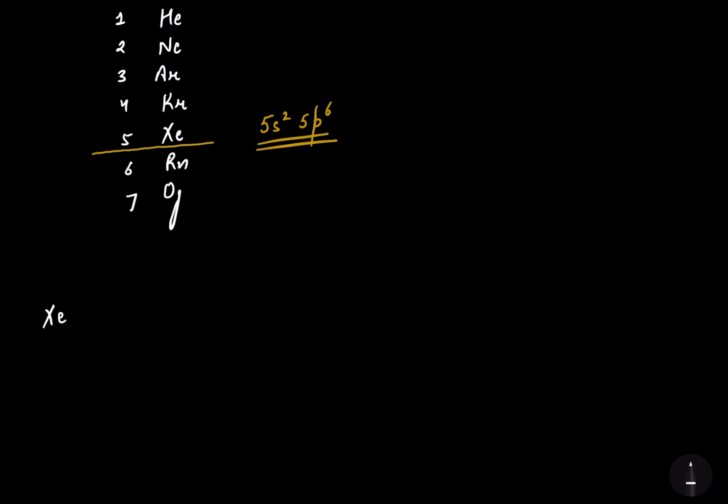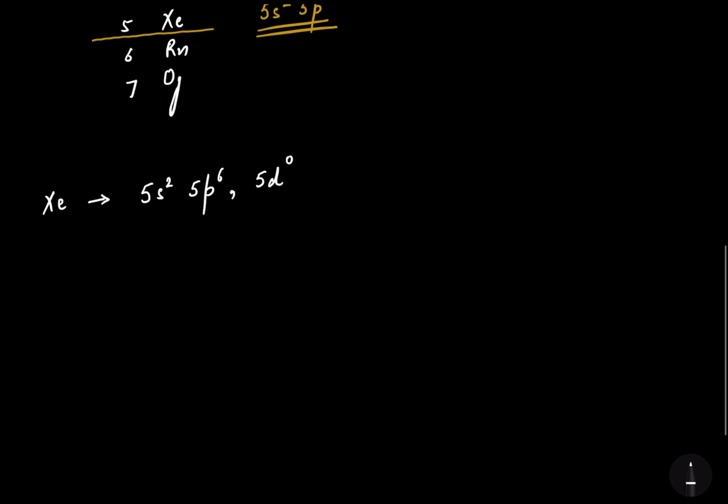Xenon's electronic configuration is 5s2 5p6. Now xenon also has a 5d subshell with 0 electrons in it. That means a vacant d subshell, or we can say vacant d orbitals. So now let's make the orbital diagram in the form of boxes for these subshells and orbitals.